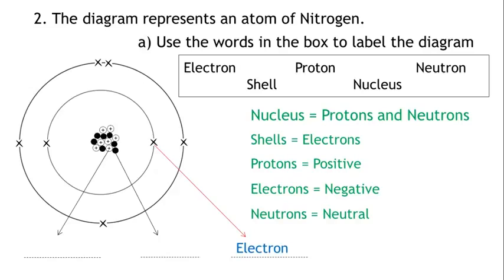The next two arrows are coming from the central part of the atom, from the nucleus, but they are coming from two individual particles within it. Therefore, these must be protons and neutrons. We can tell which is which because the proton has a positive charge associated with it. This is indicated by the plus sign.